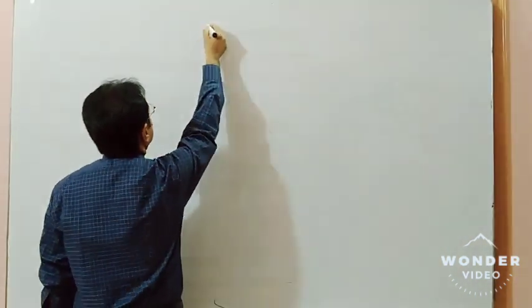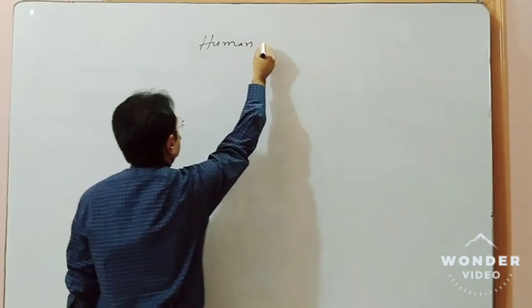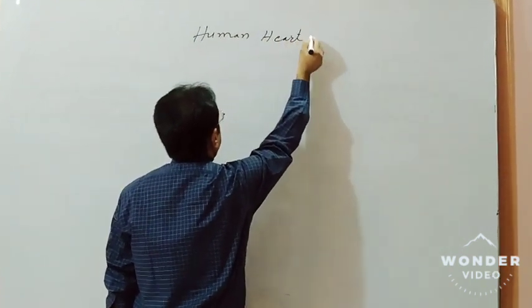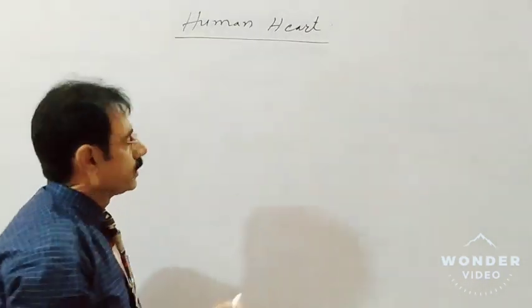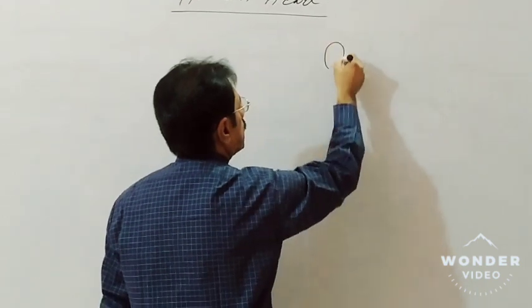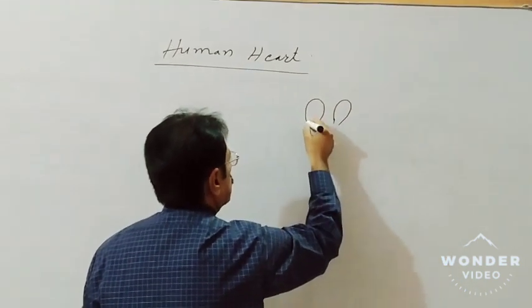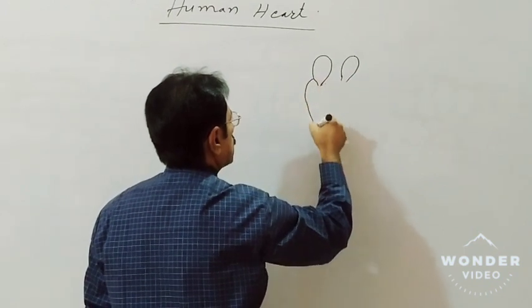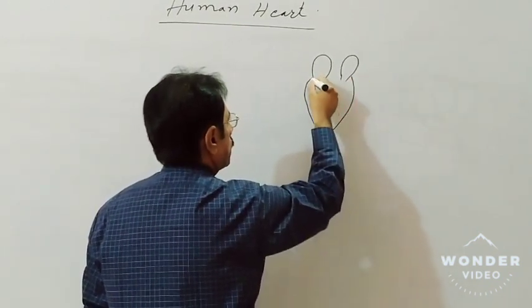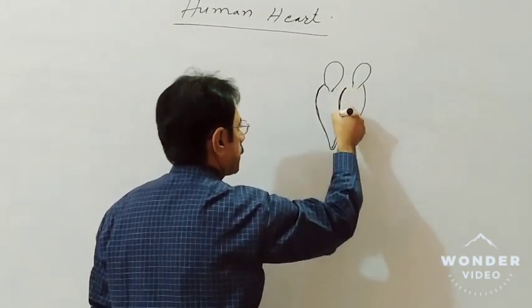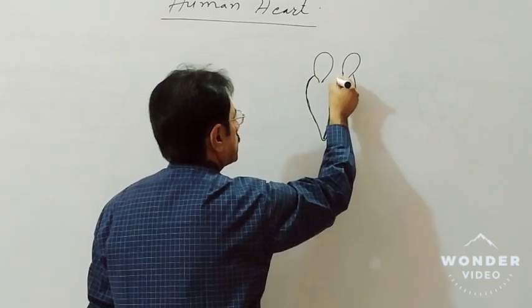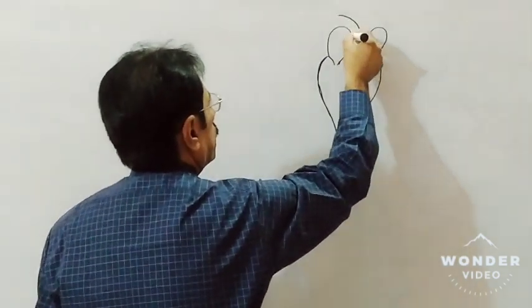Dear students, the topic that will be discussed today is the human heart. The human heart is a muscular organ that works autonomically. The heart is a muscular, conical organ having a conical shape, and it possesses four chambers.